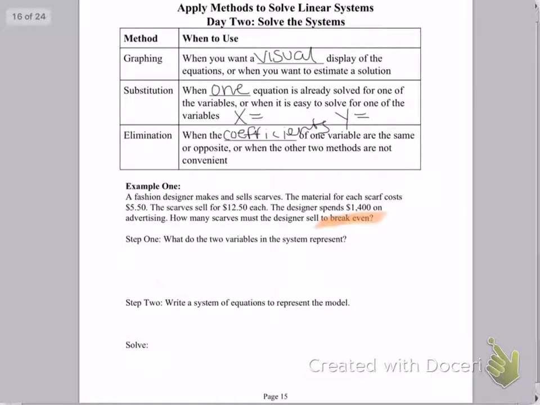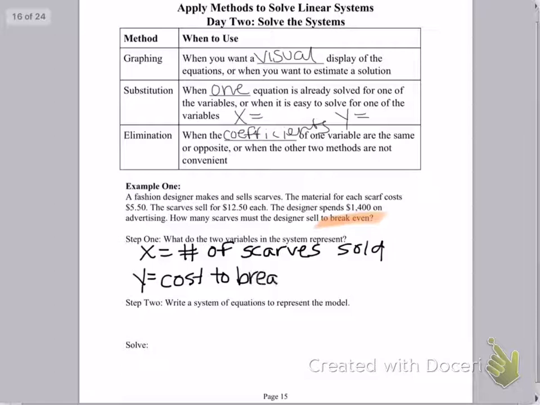So the first thing we got to do, just like before, is find our variables. So our first one will be x, and that's going to be number of scarves sold. And then our second variable is going to be our y, and that's going to be the cost to break even. So our goal is to write two equations for this model.